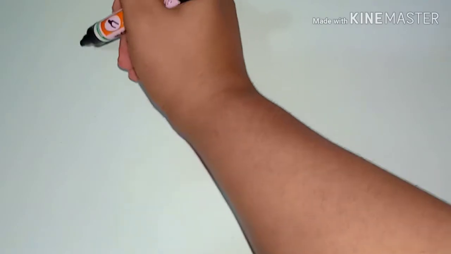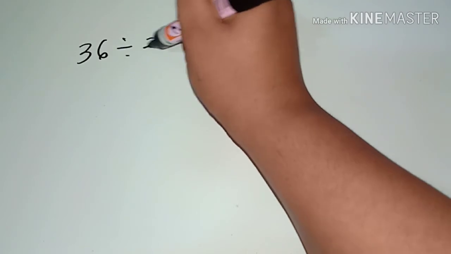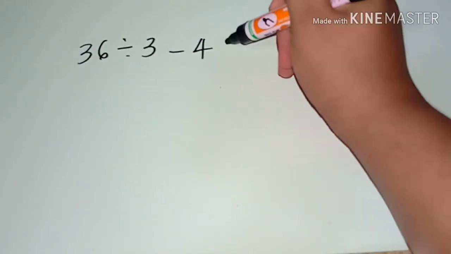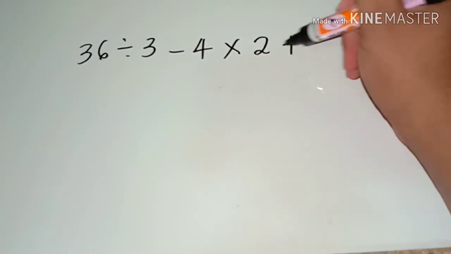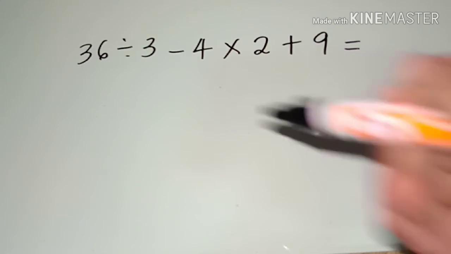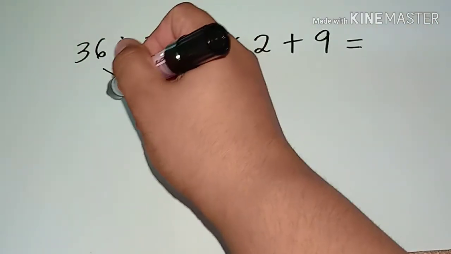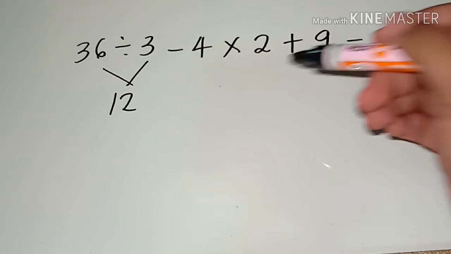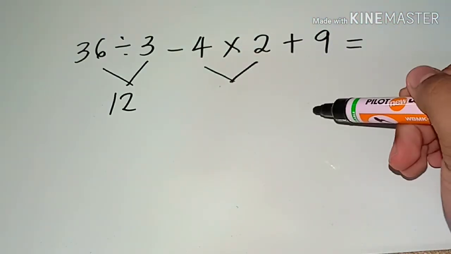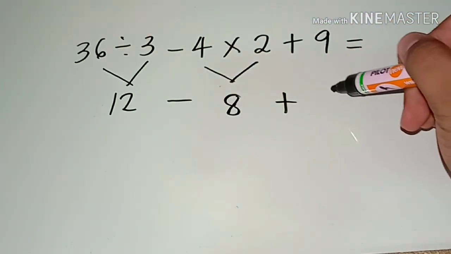Another example is what if we are solving 36 divided by 3 minus 4 times 2 plus 9 equals blank. So as what I've said earlier, we do first multiplication or division, whatever comes first from left to right. So in this case, since division comes first, you do this one. 36 divided by 3 is 12. After that one, you do multiplication. 4 times 2 is equal to 8. Then copy minus plus 9.